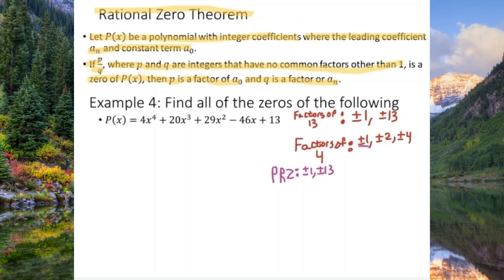Now we'll divide our factors of 13 by 2, and we get plus or minus 1/2 and plus or minus 13 over 2. Then we'll divide our factors of 13 by 4, and we get plus or minus 1/4 and plus or minus 13/4. Now we'll start guessing zeros and perform the synthetic division.